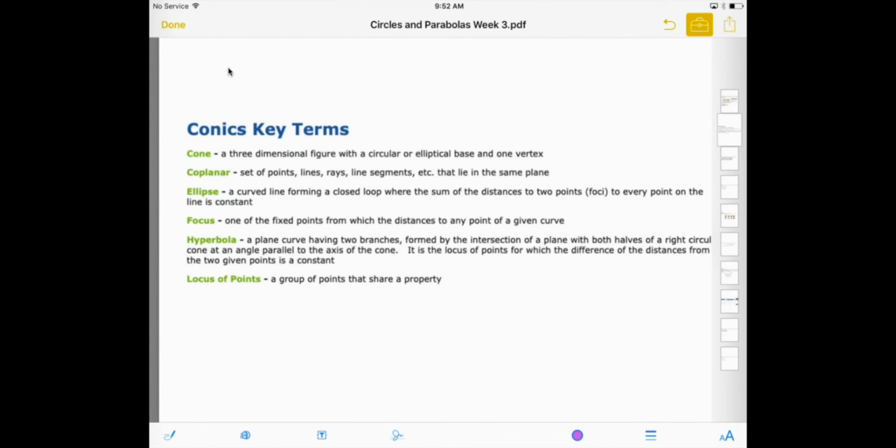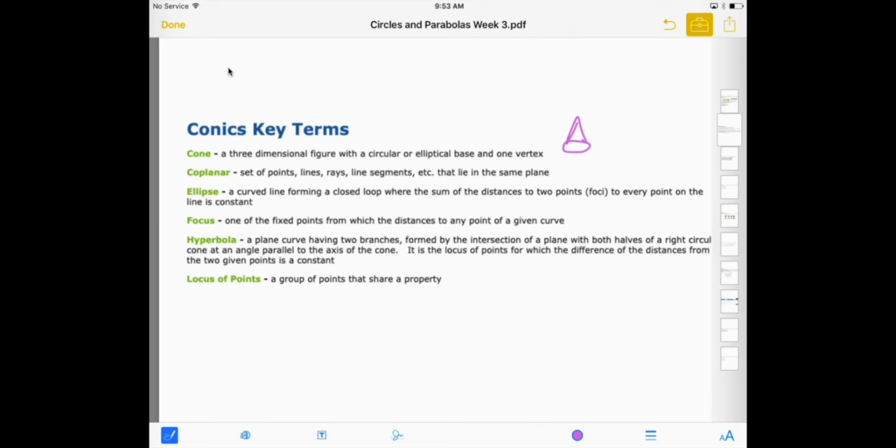On page 2 it goes through a couple of important key terms for this whole lesson, pages 1 through 9. The first thing we talk about is a cone, which you're probably familiar with: a three-dimensional figure with a circular or elliptical base and one vertex, kind of like a party hat. Coplanar describes a set of points, lines, rays, line segments, etc. that lie on the same plane. So if you have 2 points that are on the same plane, they would be coplanar points. You want to make sure you say what is coplanar after the word coplanar.